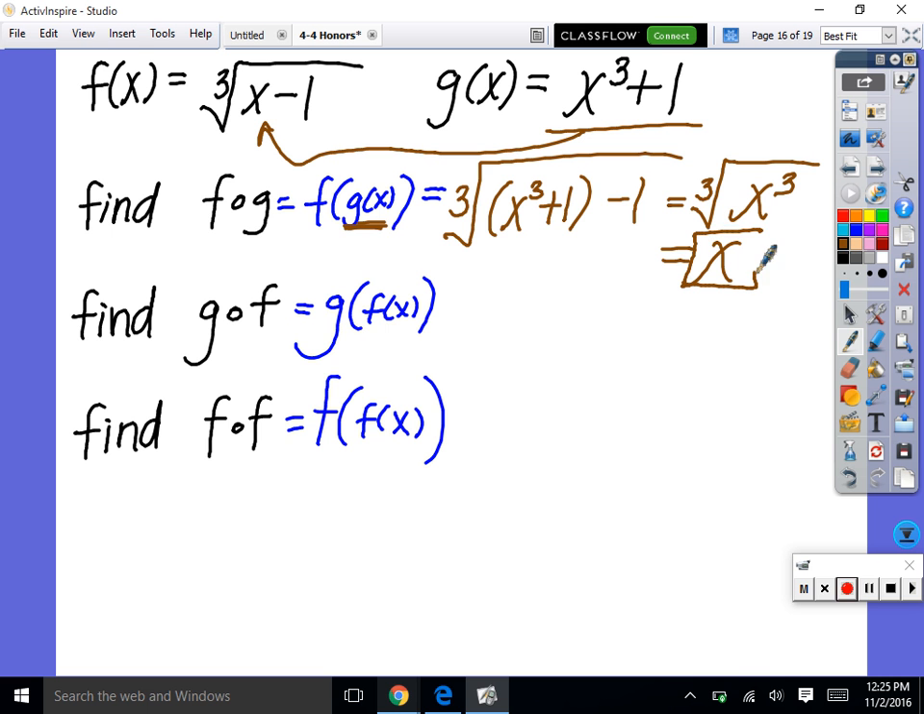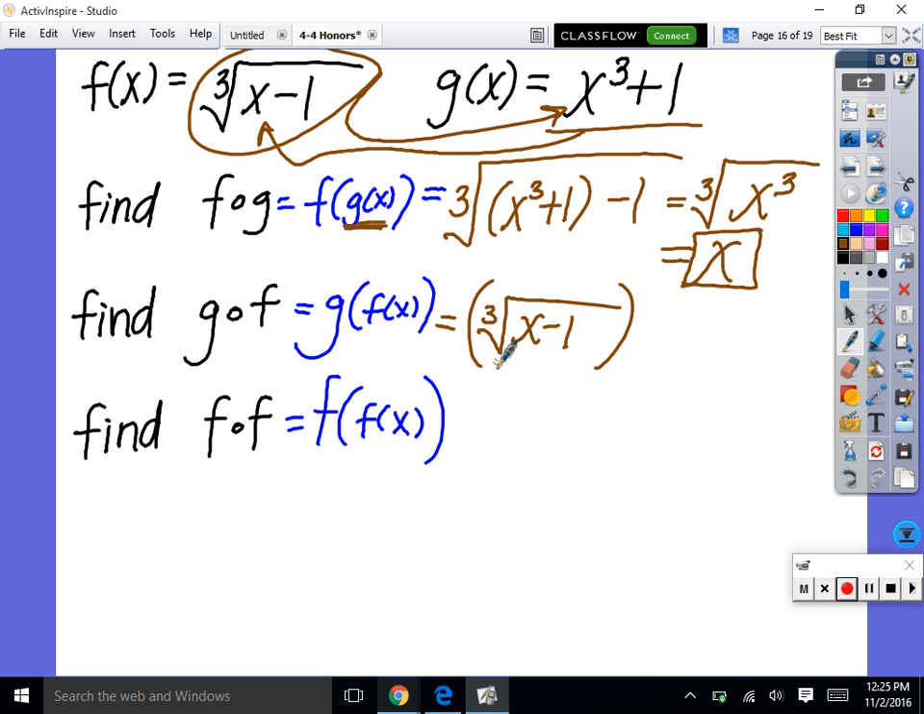Let's check this next one. G of f of x, so that would be the other way, taking this, plugging it in here, wherever there's an x. So that is, oh yeah, good. You have the cube root of x minus 1, cubed, plus 1. Very good. Root and power cancel out. So we have x minus 1 plus 1, which is x. Very good. There are lots of times when those come out the same, but that's not always true. Does that make sense, everybody?